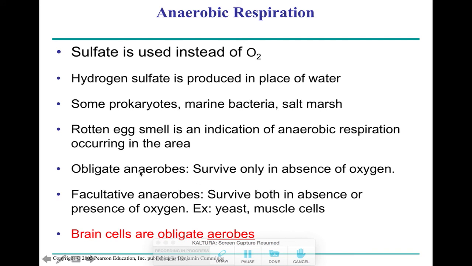There are two terms that you need to remember. Obligate anaerobes means they use anything other than oxygen. They do not want to use oxygen. They're so strict that, you know, if you give them oxygen, there's a bacteria called Clostridium botulinum. You simply give it oxygen, it will die. And they are called obligate anaerobes.